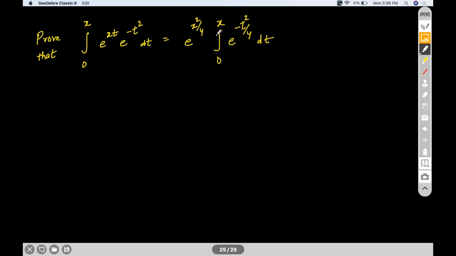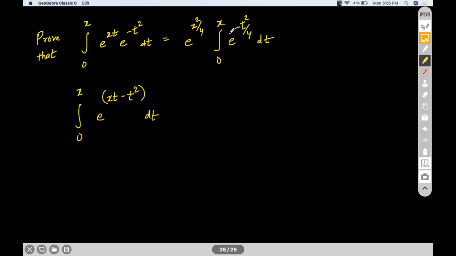Okay, let me do this. Let me start with the left hand side. The integral from 0 to x of e to the power xt into e to the power this. So basically I can do this here. I can combine the e's together.